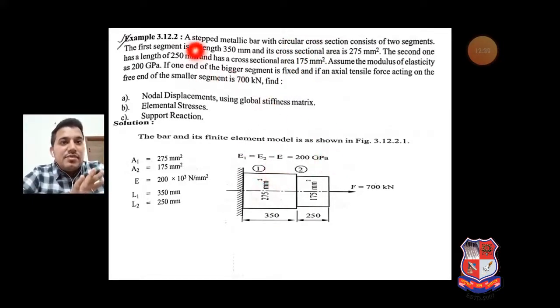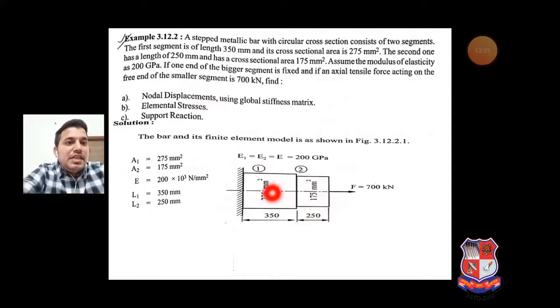As per the problem statement, again repeating the first two lines: a stepped metallic bar with circular cross section. So I am preparing such a diagram. I am putting the value of 350 mm length first, and 275 mm² cross-sectional area, which we will write at the center of the beam. Similarly for the second section. And the other thing: assume the modulus of elasticity to be 200 GPa.